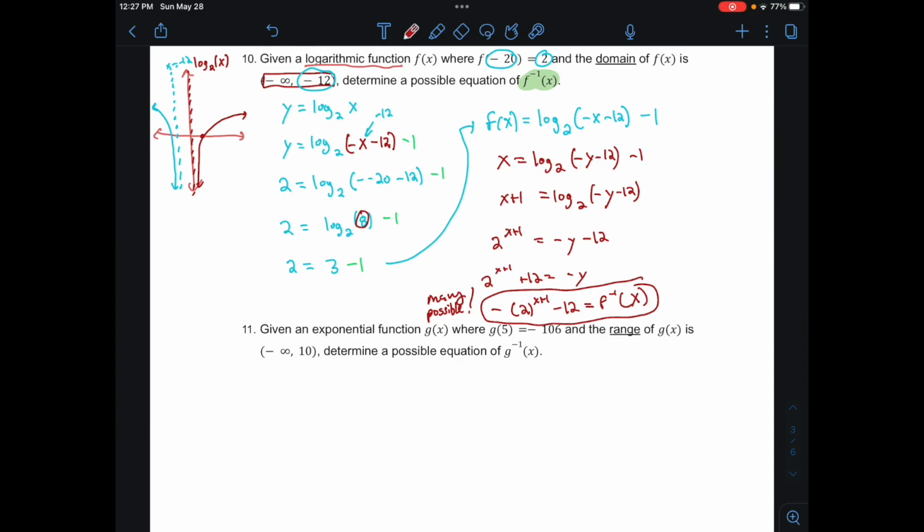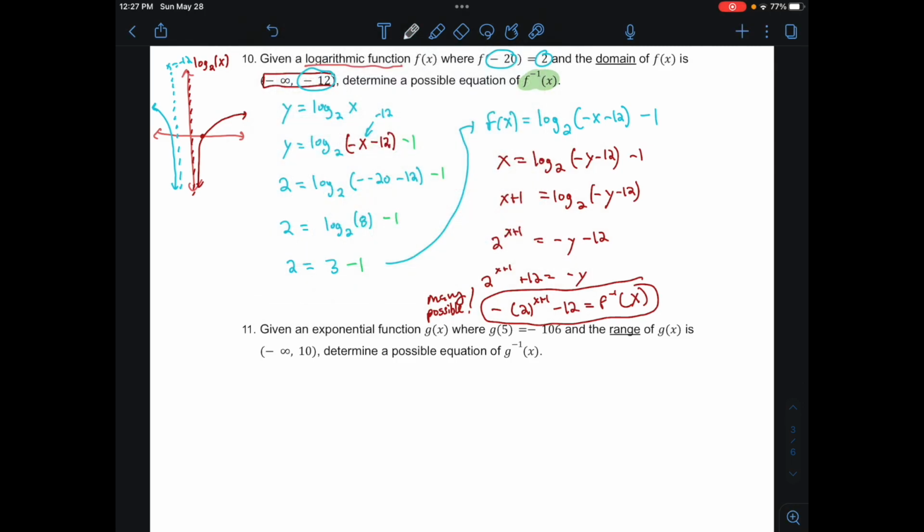If this instead in here had been like a 9, maybe I would have picked a log base 3. If it was 25, maybe I'd pick log base 5. So we kind of have to hope that that comes to some integer power. Kind of got lucky with log base 2.